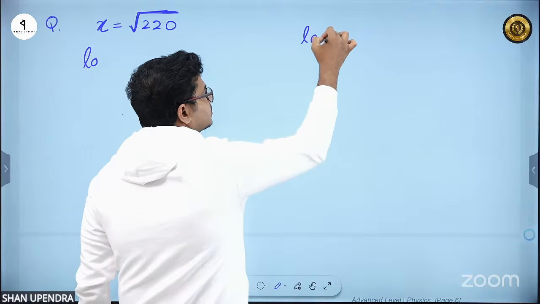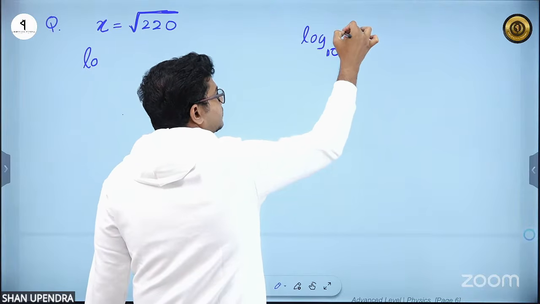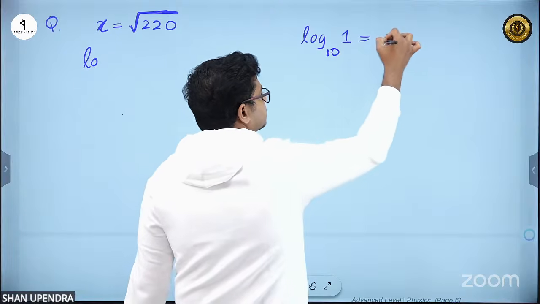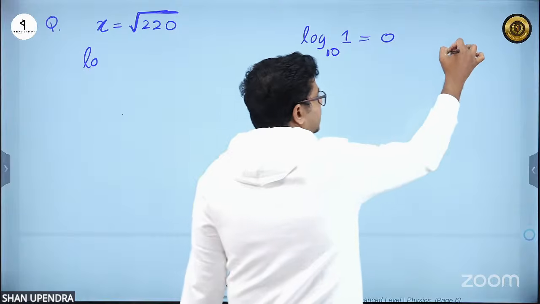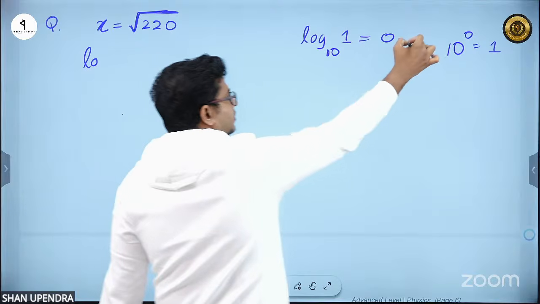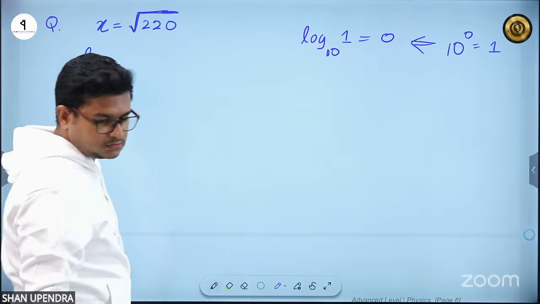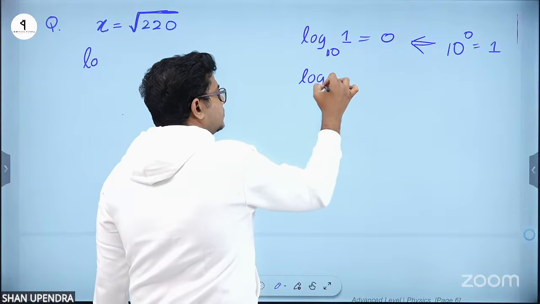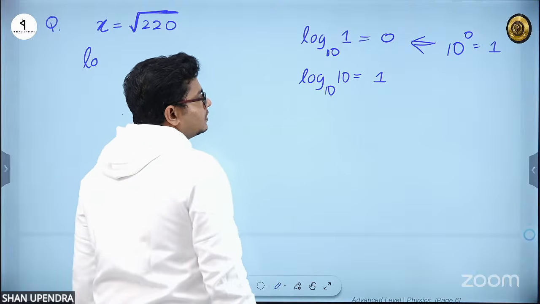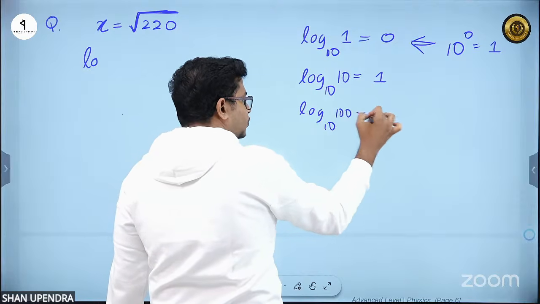And you know log base 10 of 1 is 0. Because 10 to the power 0 is 1. So this is the way to represent log value. So now log base 10 of 10 is 1. Okay. So log base 10 of 100 is 2.